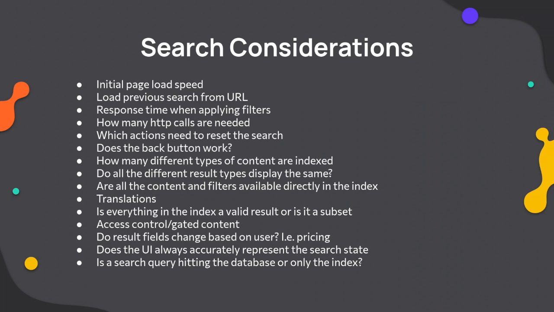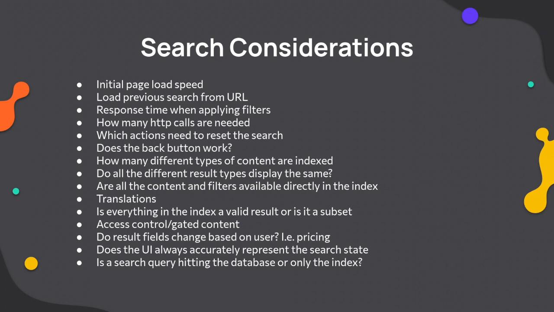How many different types of content are indexed? In a site search, there's typically somewhere between 3 to 10 different content types, and they might all have to display the same, even though they don't have the same fields, or they might need to all display differently, even though they have a bunch of similar fields. Do all the result types display the same? Yeah, so I kind of got into that one.